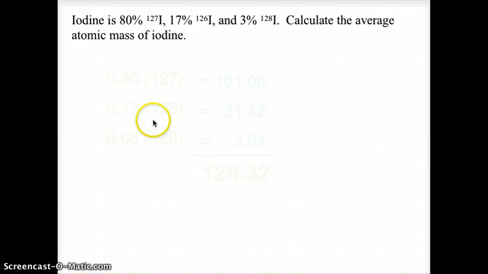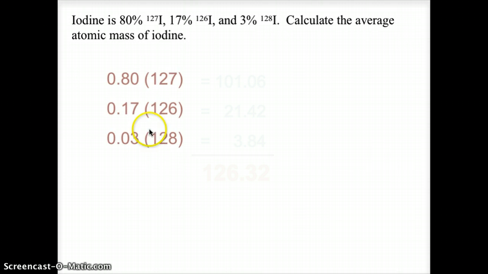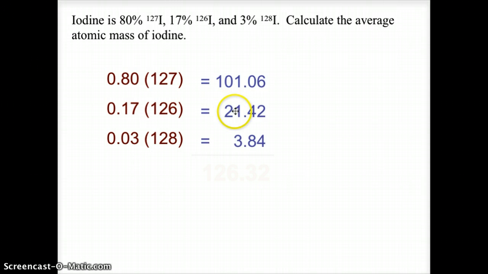So of course the first thing you would want to do is list your masses and the percents. So 80% of 127 is 0.80 times 127. 17% of 126 would be 0.17 times 126, and 3% of 128 is 0.03 times 128. When we take those values, we end up with 101.06, 21.42, and 3.84, which comes to a grand total of 126.32 for the average atomic mass of iodine.